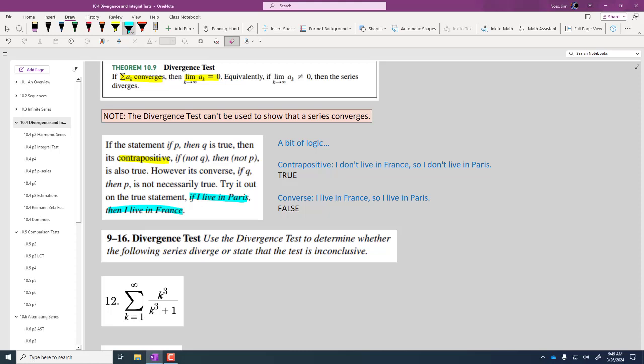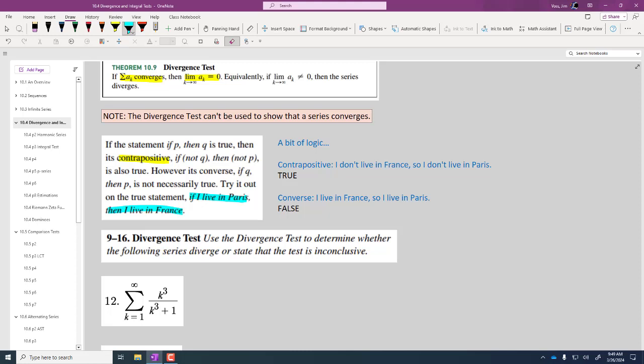Now the converse is generally, well, you can say that the converse is not necessarily true, and it's usually false. There are some statements for which if P implies Q, Q also will imply P. Most of the time that's not true, and for us that is not true here. The converse says if Q then P. So if the terms go to 0, the series converges, and we already know that's false. We've already talked about the harmonic series.